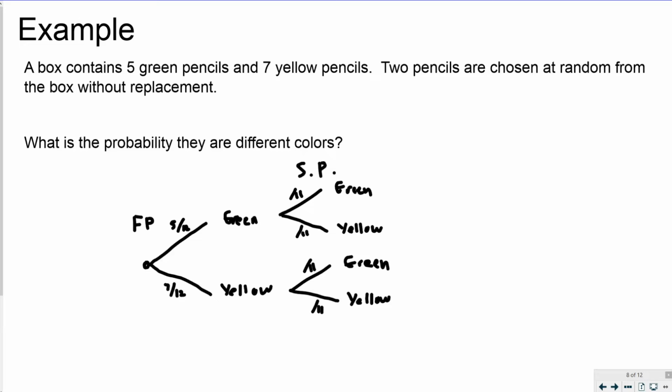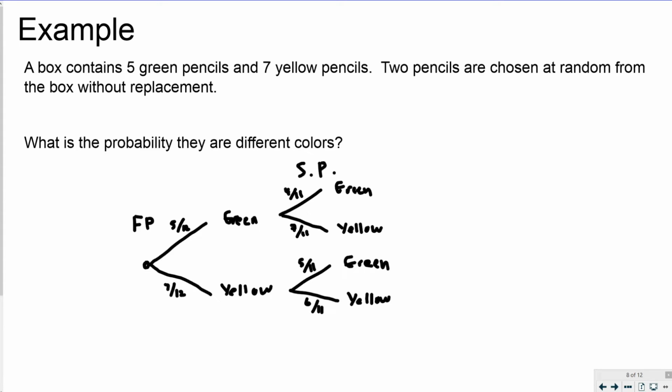This is dependent probability. So if I drew a green and didn't put it back, there are now only 4 greens in the box. If I drew a green and did not put it back, there are still 7 yellow in the box. If I drew a yellow first and then didn't put it back, there are still 5 green in the box. And if I draw a yellow first and don't put it back, there are now only 6 yellow in the box. So you can see 4 plus 7 adds up to 11 for the top branch, and 5 plus 6 adds up to 11 on the bottom branch.